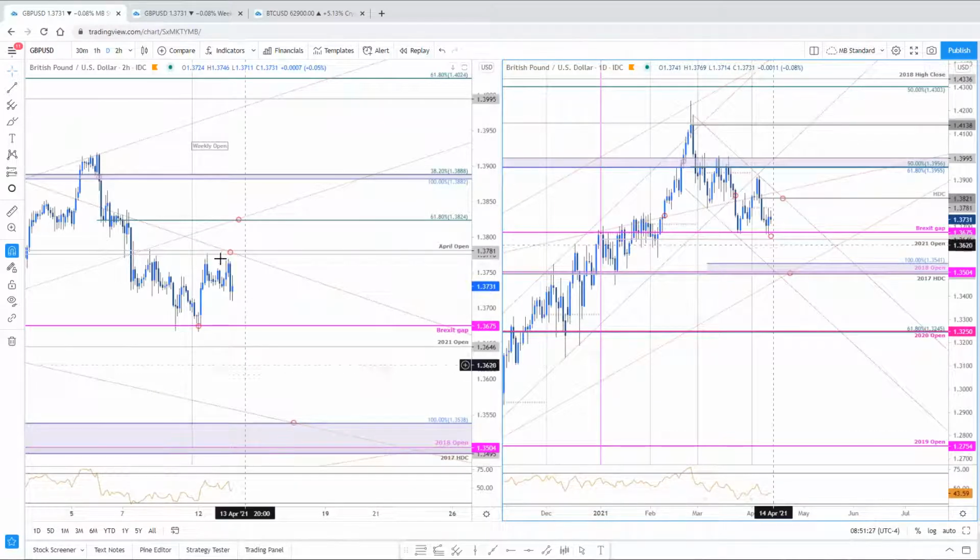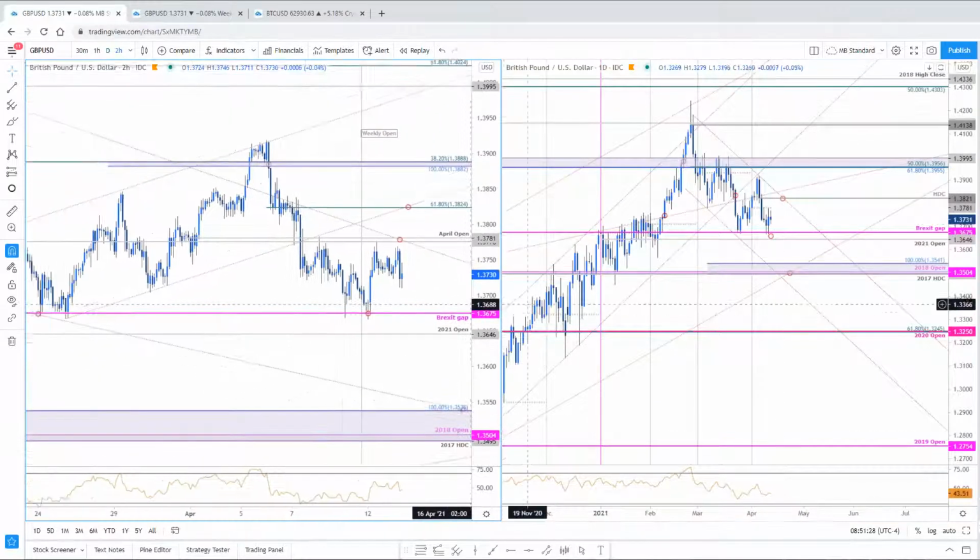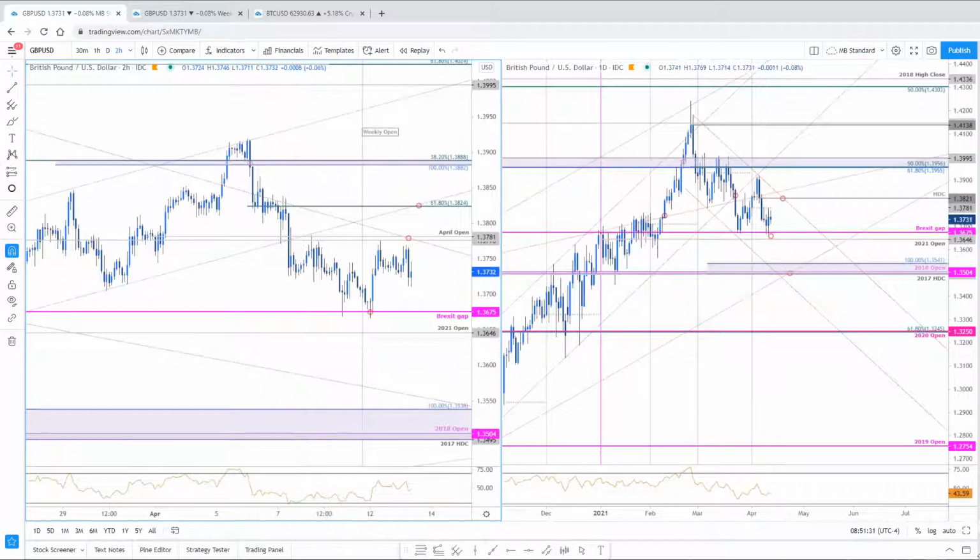So immediate focus is on a break of this really well-defined weekly opening range in sterling. UK BOE credit condition survey comes out tomorrow. They have it labeled as a high rated release, but on my part, I think the biggest release for UK is going to be next week as you get into the employment change numbers.